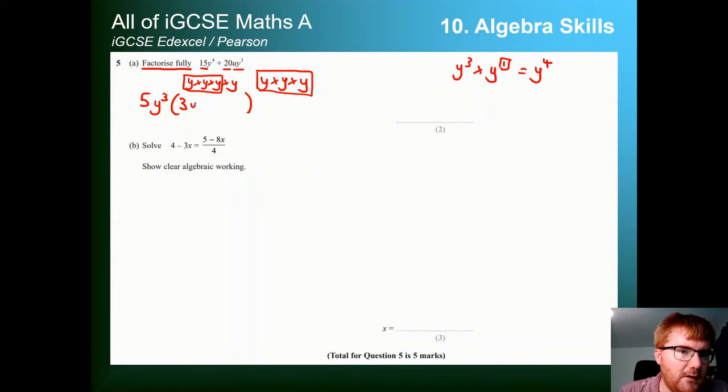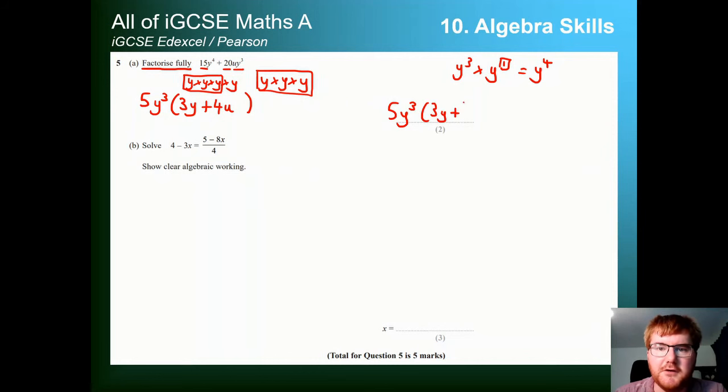So we put in a y here. We do exactly the same with the second part here. So what do we do to 5 to get to 20? We multiply by 4. There is a u there, so we need to include that. And y cubed is already outside. So our final answer here is just 5y cubed, 3y plus 4u.